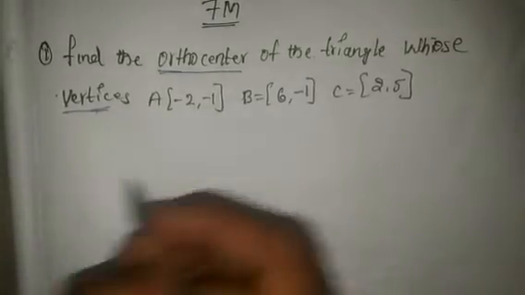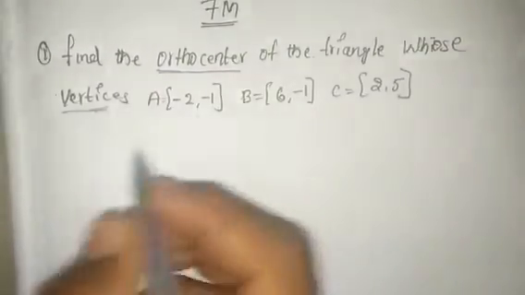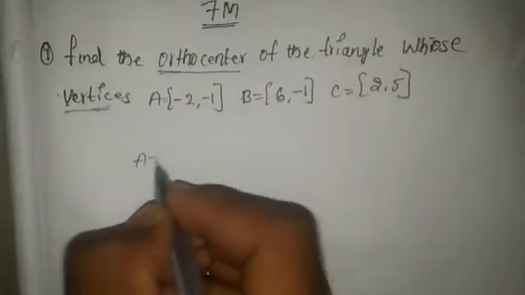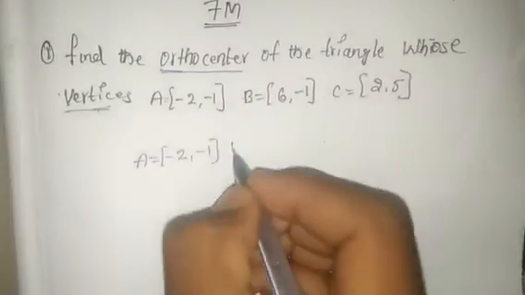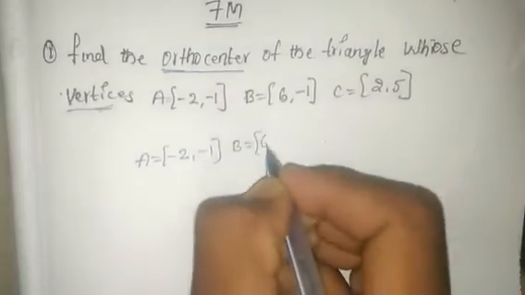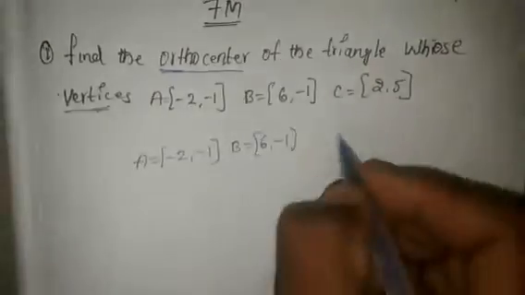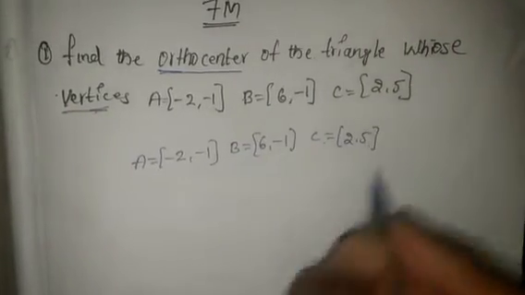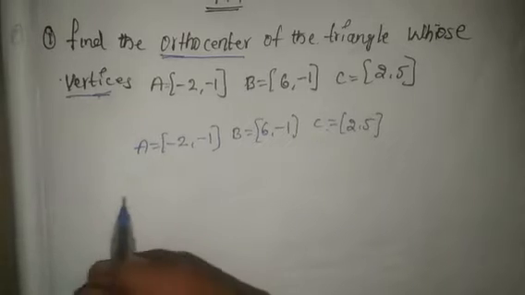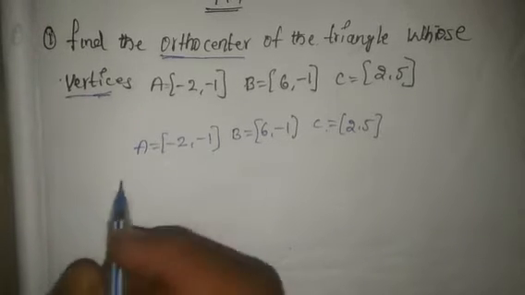So I will write these vertices. A is equal to (-2, -1), B is equal to (6, -1), and C is equal to (2, 5). Okay, clear? Now we have to solve this orthocenter using slopes.